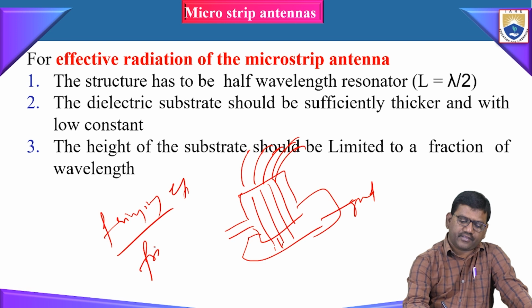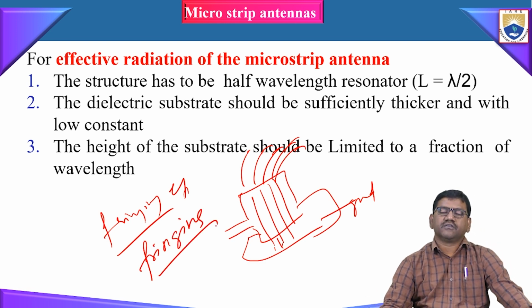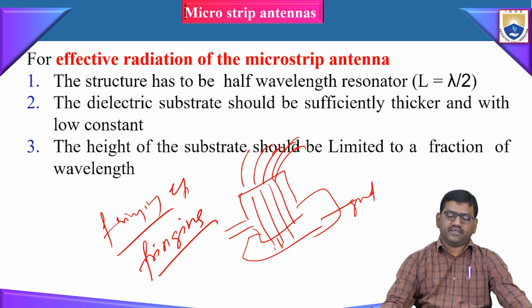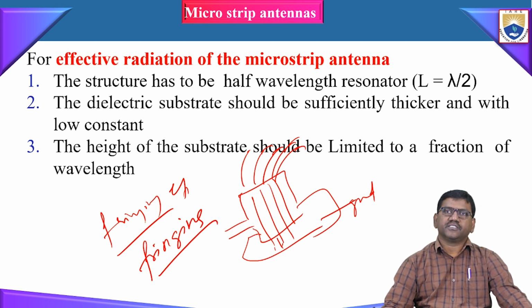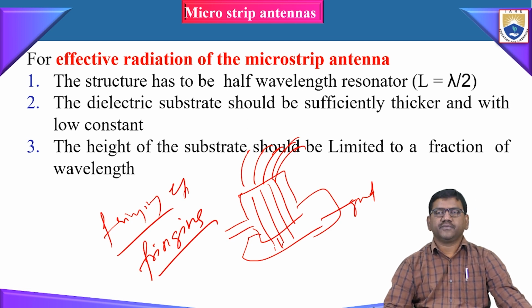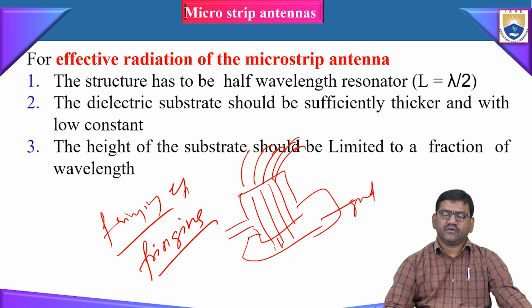So whenever we design a patch antenna, we need to ensure that the fringing effect is large. That means the amount of radiation going into the free space must be more. So we need to design the antenna by changing the width and height of the substrate, and we can control the bandwidth of the microstrip antenna based upon some parameters.